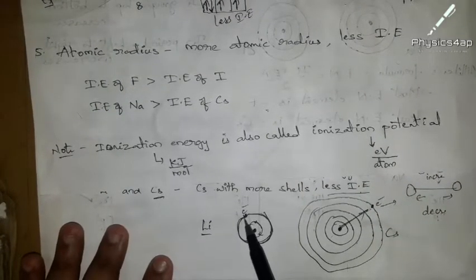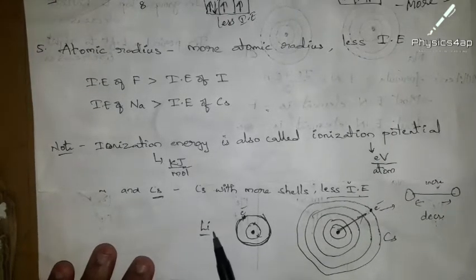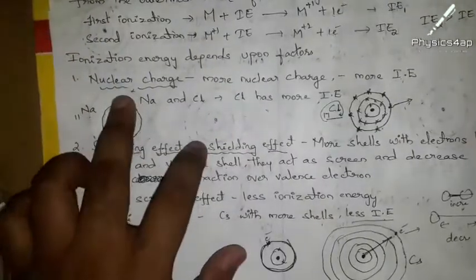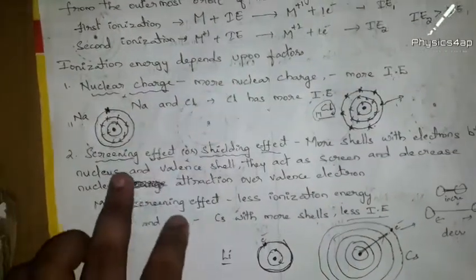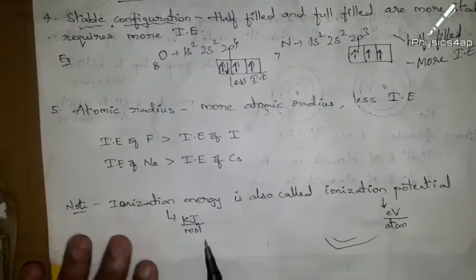So the ionization energy factors are the nuclear charge, the screening effect, or what we call the shielding effect, the penetration power, the stable configuration, and the atomic radius. Ionization energy is measured in units of kilojoules per mole, or in electron volts per atom when it is measured as ionization potential.